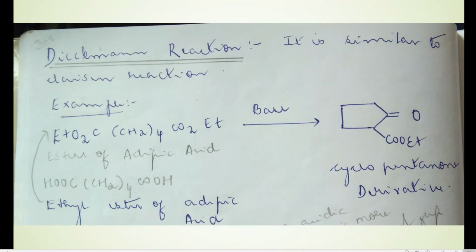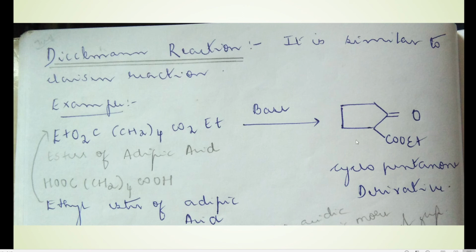Next, another important named reaction, which is an example of a ring forming reaction, is Dieckmann reaction. It is the same as the Claisen reaction. So what we're using here is esters of adipic acid. So we are using EtO2C, (CH2)4, CO2Et. So here we are using these ester groups of adipic acid. In the presence of base, what do we get?